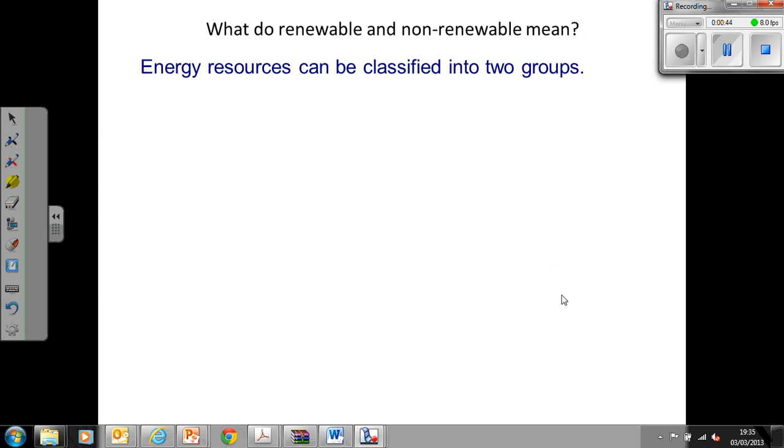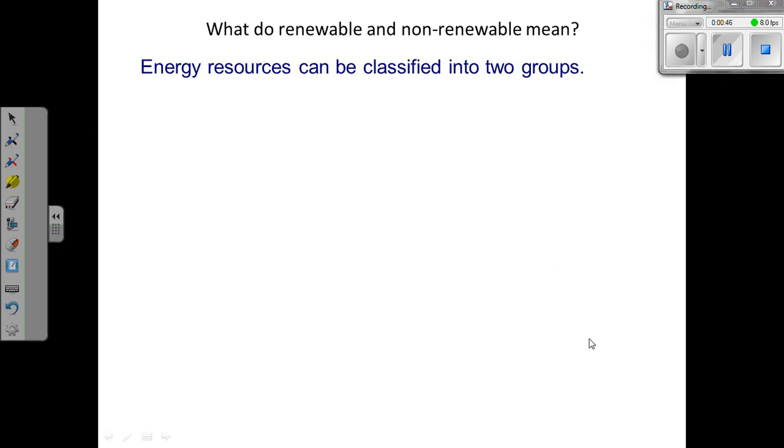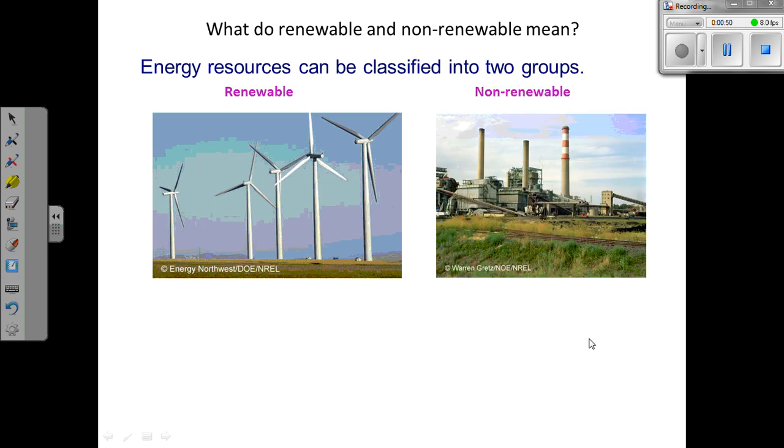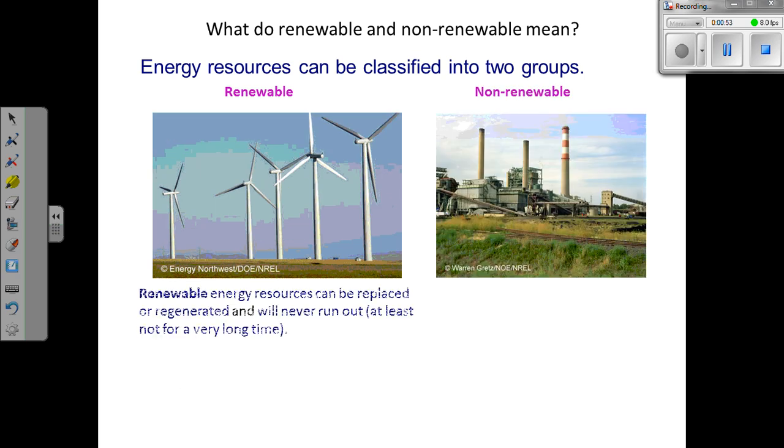Energy resources can be classified into 2 groups. We have our renewable energies and our non-renewable energies. Renewable energies can be replaced or regenerated. They will never run out. For example, wind and solar.